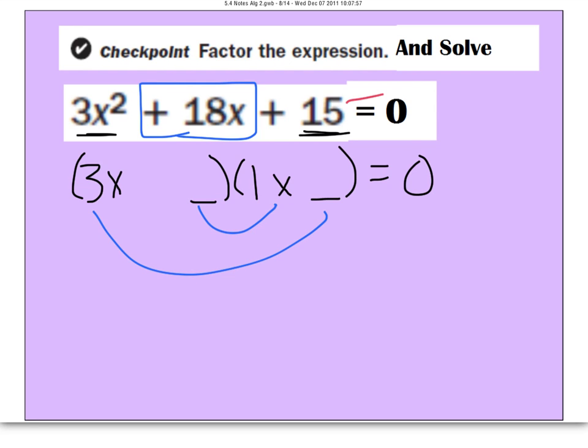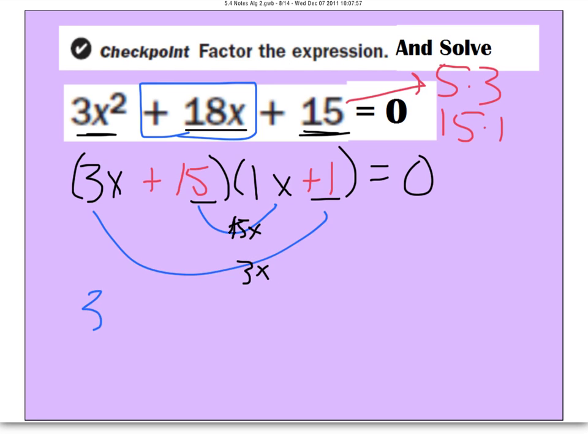15 has a couple combinations. 5 and 3 or 15 and 1 are going to work. And if you take a look at it, I think I see it. Plus 15, plus 1. Check it. This would be 15x, 3x, which adds to 18x, so we've got that.